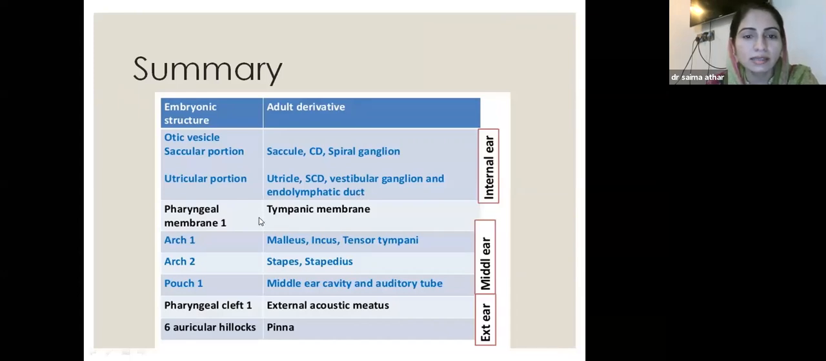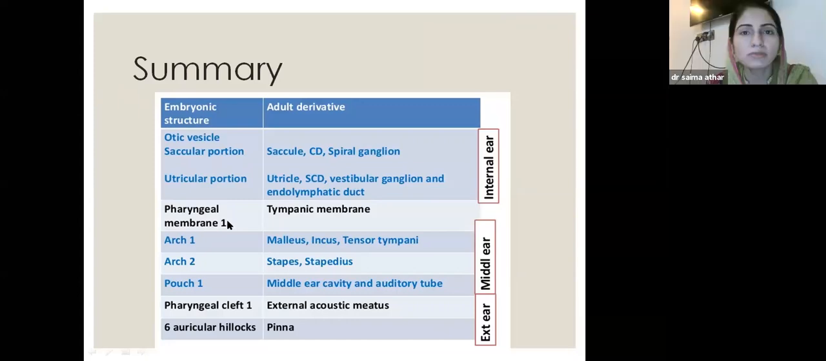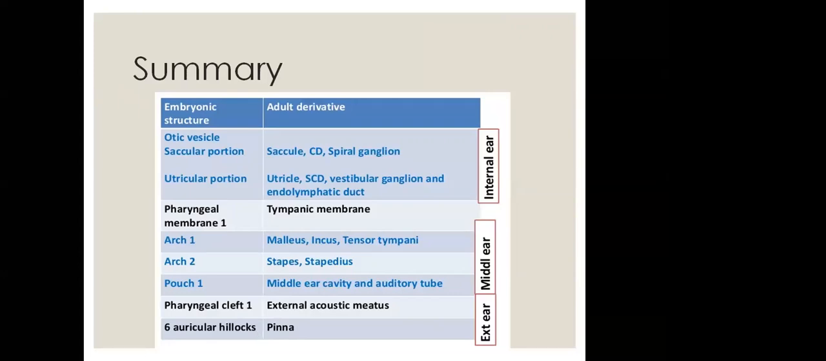semicircular canals. Then there's the middle ear, which is formed from the first pharyngeal pouch, as well as the arches, and the external ear, which is formed from the first pharyngeal cleft and the 6 auricular hillocks. Now, any question if you want to ask?